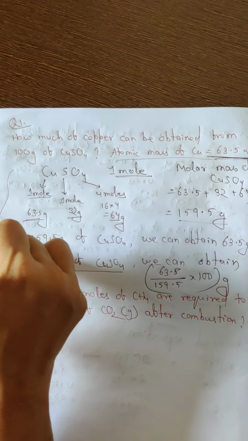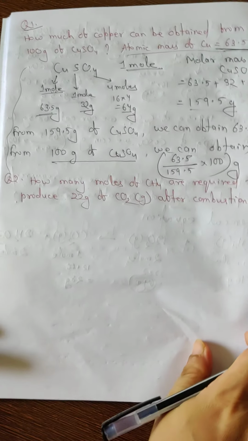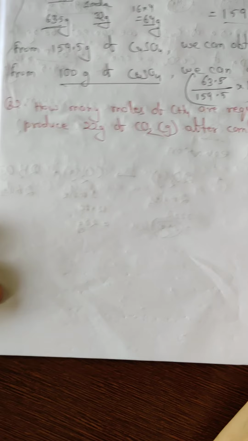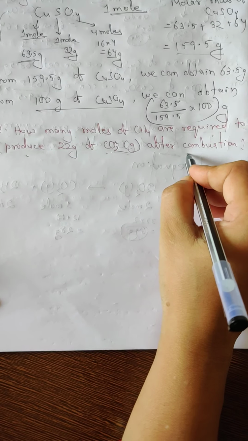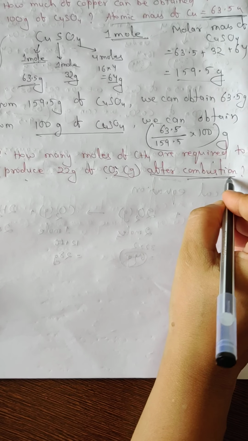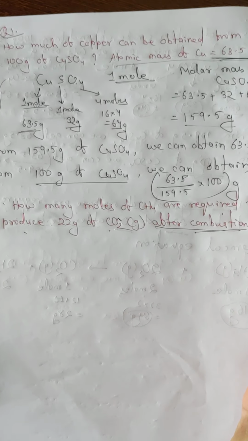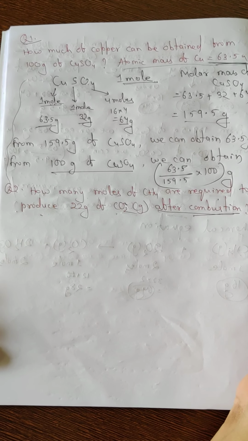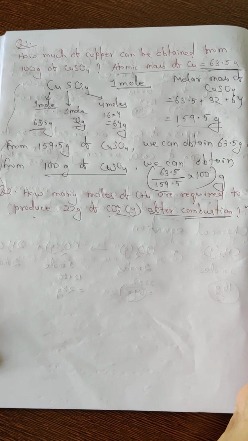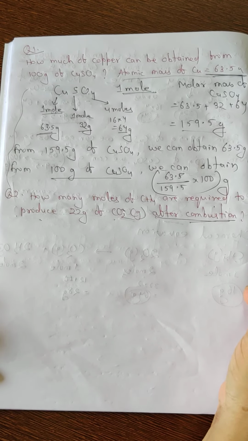So this was the first question. Quite easy. Now coming to the second numerical. Focus on it. How many moles of methane are required to produce 22 gram of carbon dioxide after combustion? You know children, for stoichiometric calculations, you always need a balanced chemical equation, representing the reaction, and that should be in balanced form.